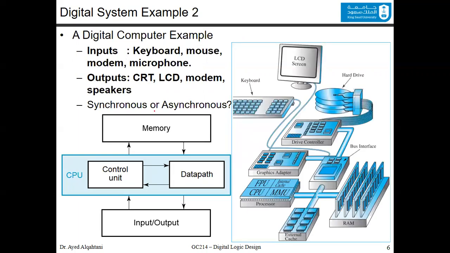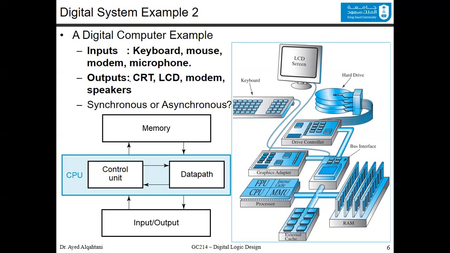This is another example of a digital system, which is the computer. You can see here, it has several input devices, like, for example, keyboard, mouse, modem, microphone. In the picture here, you can see the keyboard. It's an input device, and it goes to what we call the bus, and the bus distributes the binary information or whatever data is there to other subsystems.